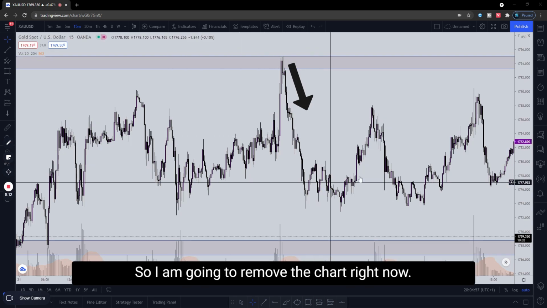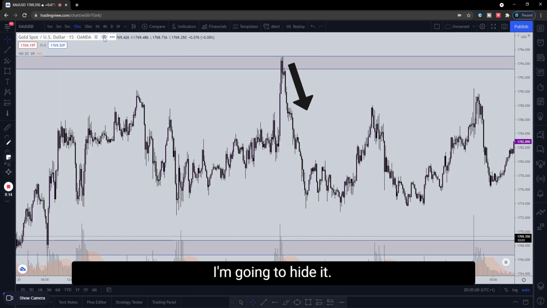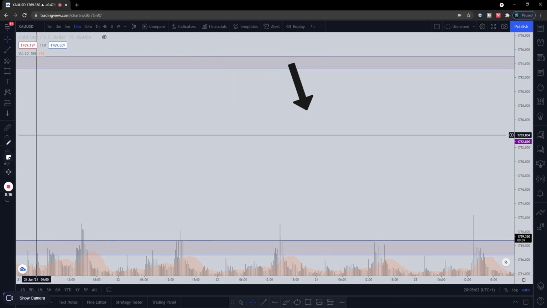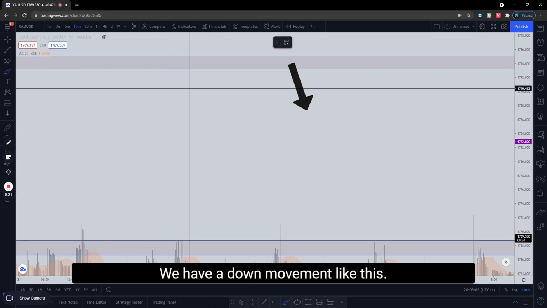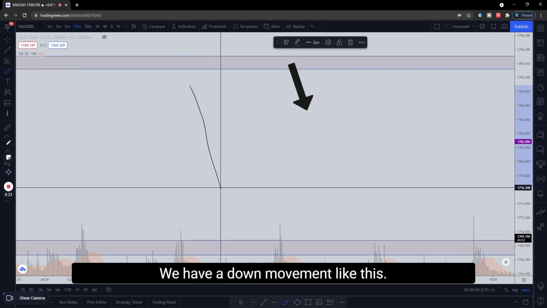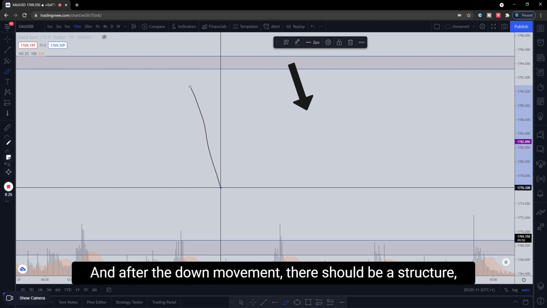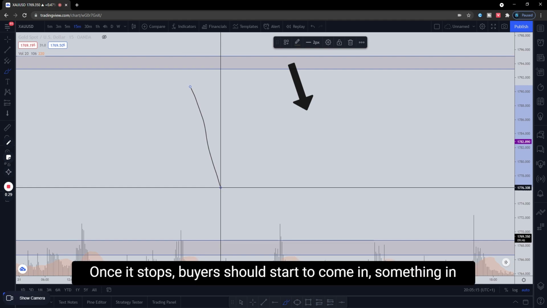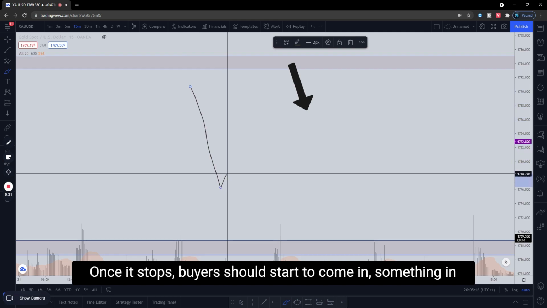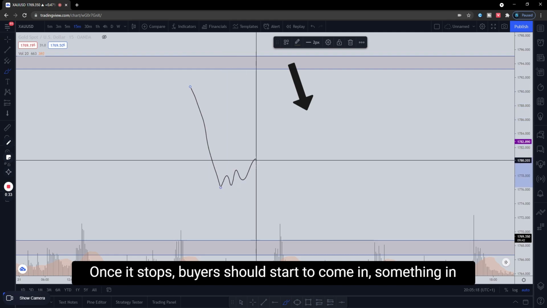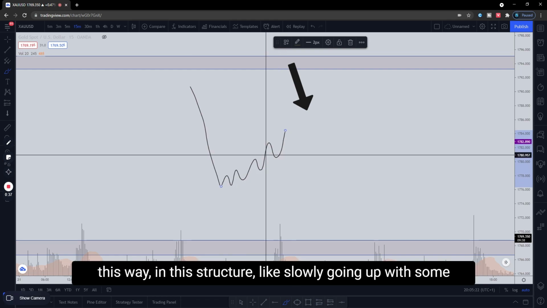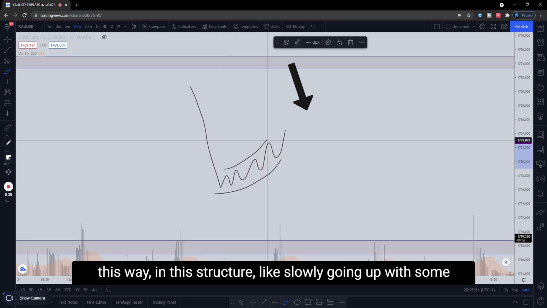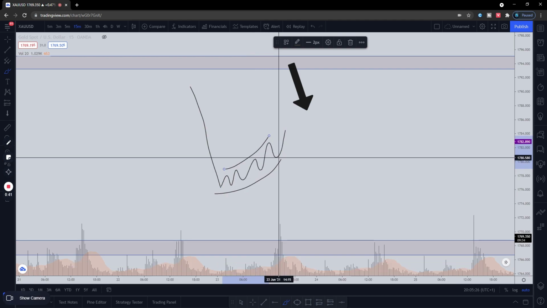So I am going to remove the charts right now. I'm going to hide it. So here is something I want to show. We have a down movement like this. And after the down movement, there should be a structure something like this. Once it stops, buyers should start to come in, in this way, in this structure, slowly going up with some sellers in it.